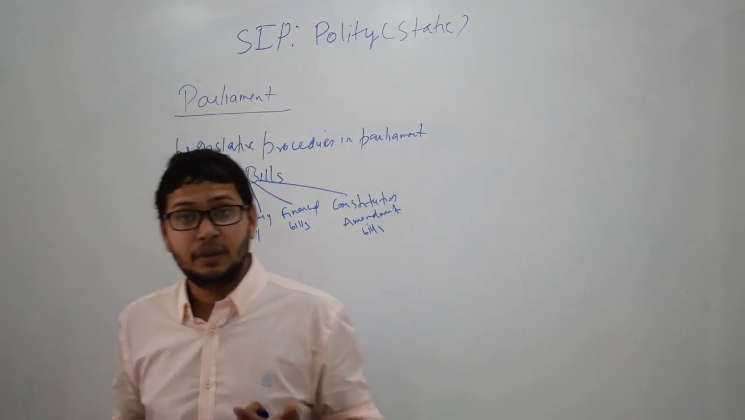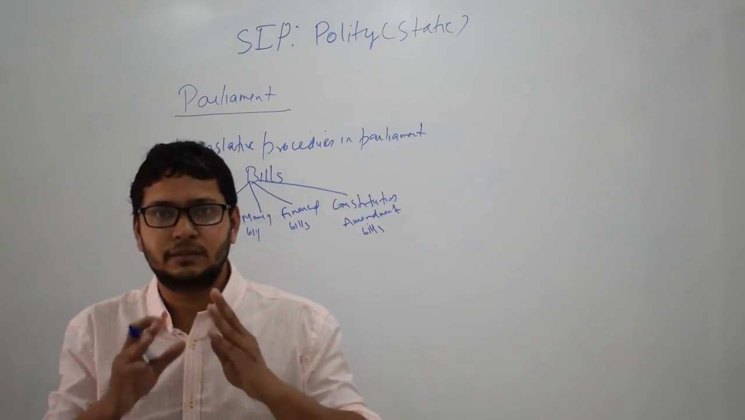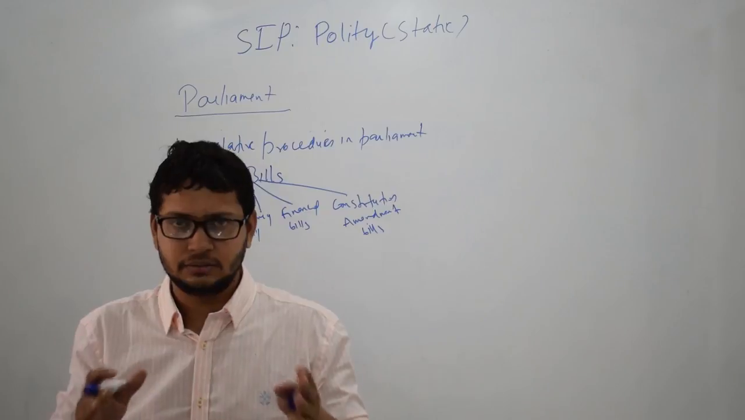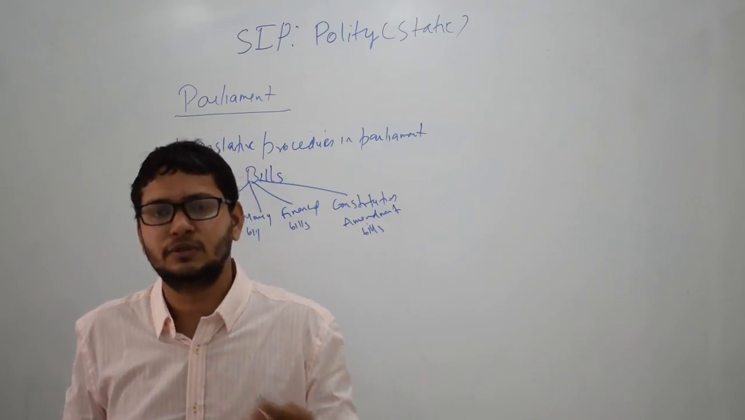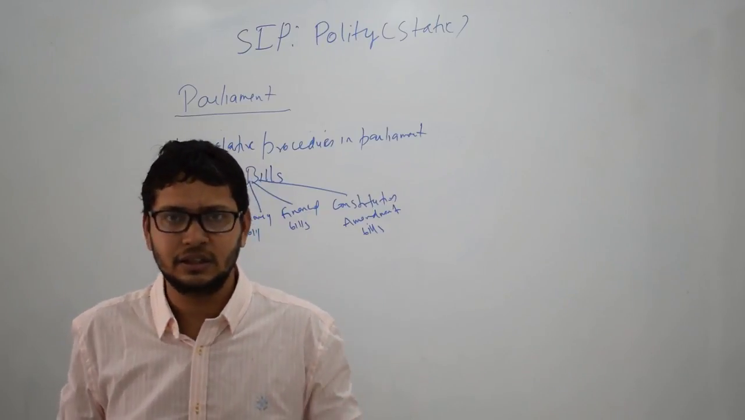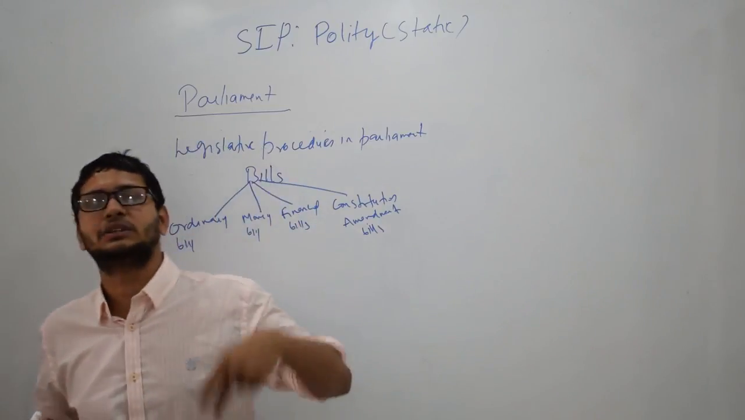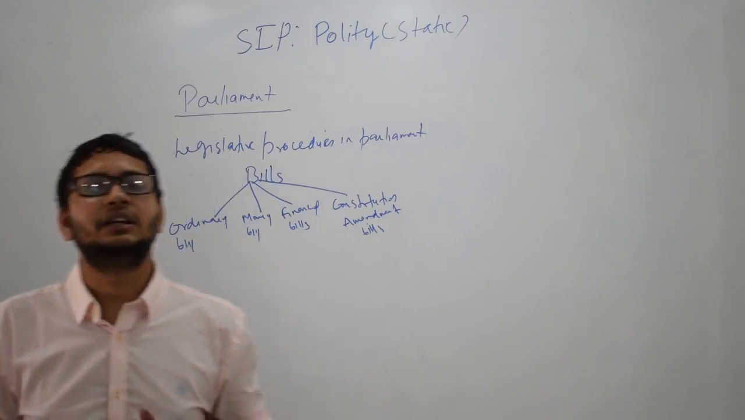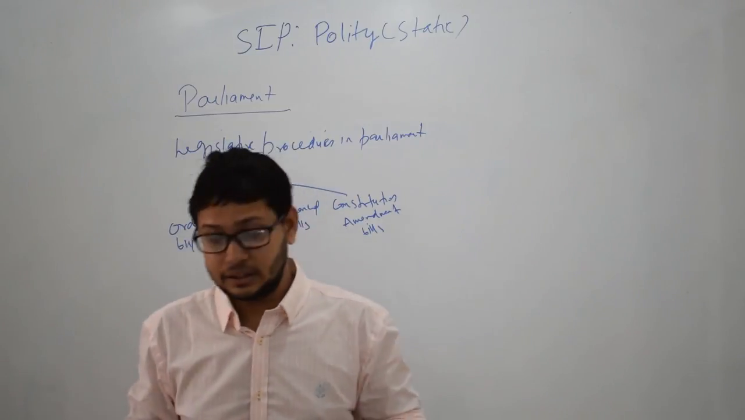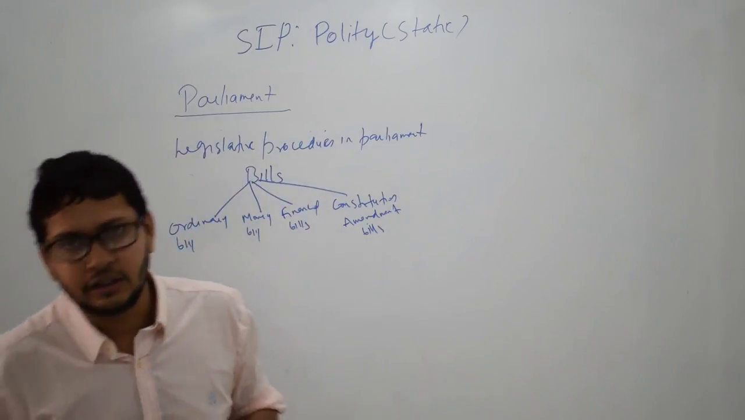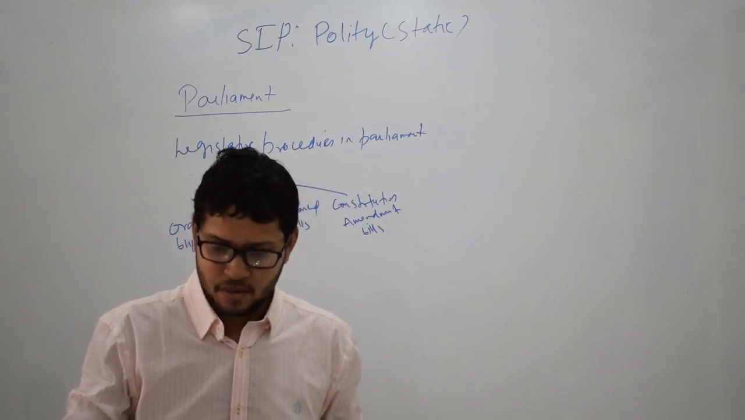If there is complete disharmony between both houses, then there is the provision of joint session, which we will discuss in the next part. After the bill is passed from the second house, the bill is sent to the president for assent. And the president, as you know, also has 3-4 options. We have discussed that in the chapter on the president.